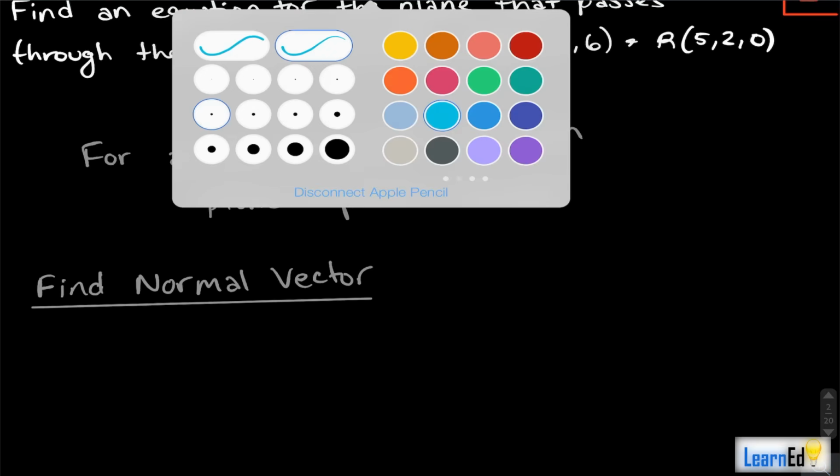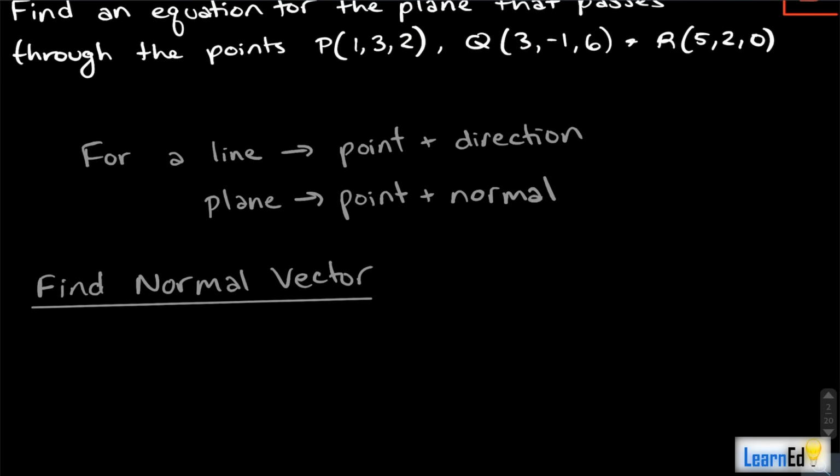All right, let's start off and let's find our first vector, which we will do, we'll do point R subtracted from point P. Okay?